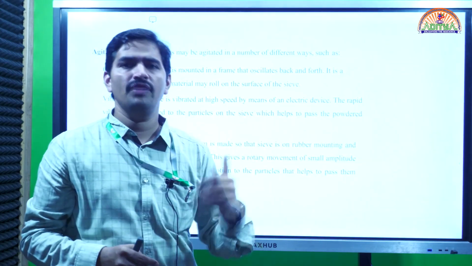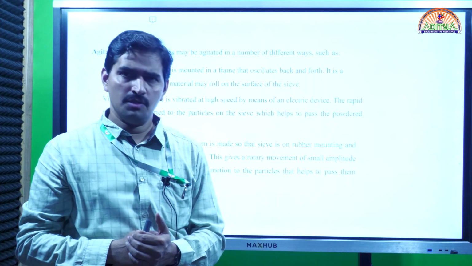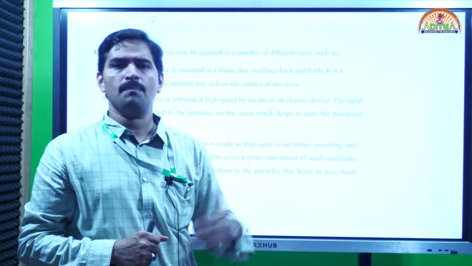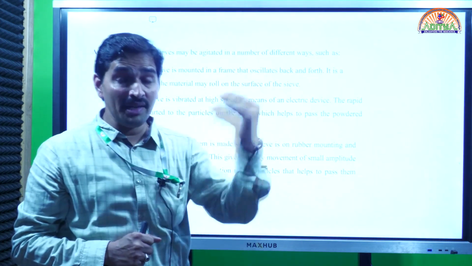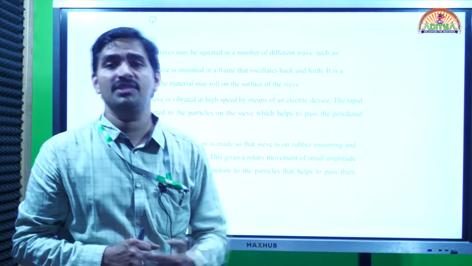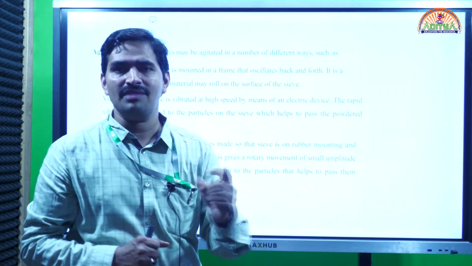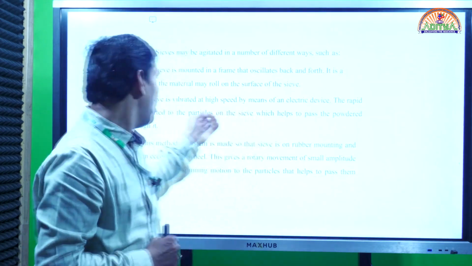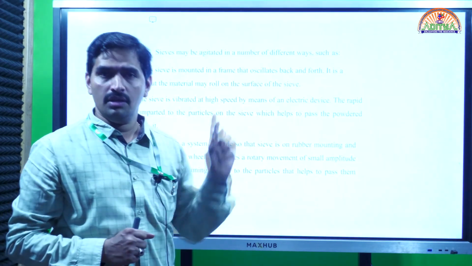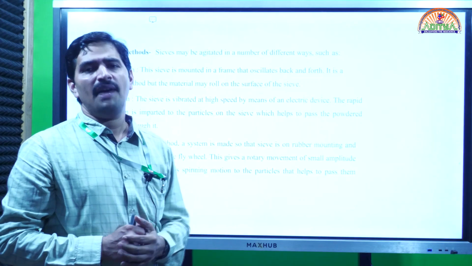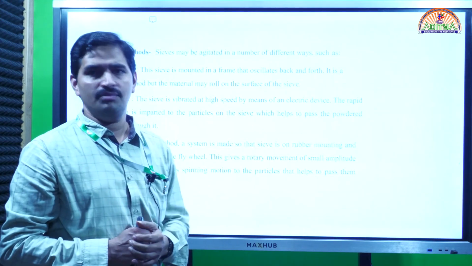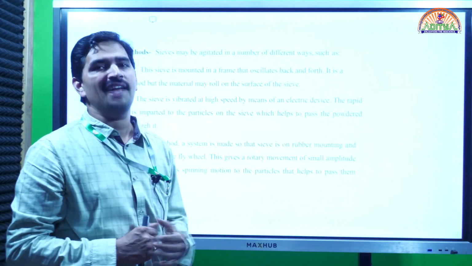Once it is moving very speedily, the movement of the particles on that sieve happens. This force pushes the particles to pass through the sieve. In such a way, in oscillation, we separate the particles by means of oscillation movement, by means of agitation.